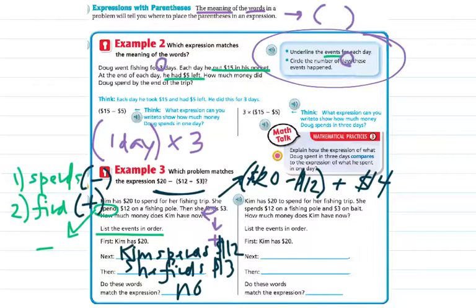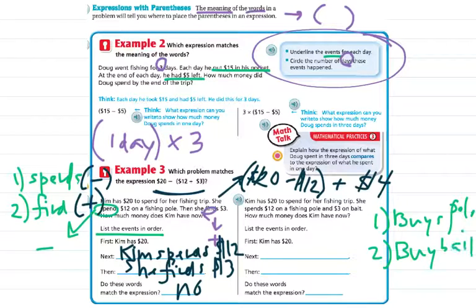So let's read the second problem. It says Kim has $20 to spend for her fishing trip. She spends $12 on a fishing pole and $3 on bait. How much money does Kim have now? So it says to list the events in order. We know that first she buys the pole, and secondly she buys bait. Now remember, if she's buying in both of those scenarios, we know that we're going to use subtraction both times.